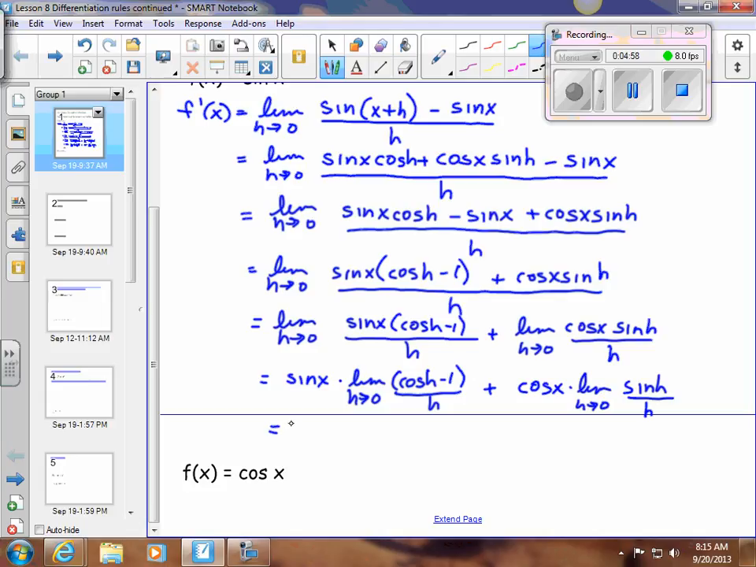We learned two special trig limits. One of them was involving the cosine of h minus 1 over h as h approaches 0. We learned that that limit was 0. The other one was the sine of h over h as h approaches 0, and we learned that that one was 1. So therefore, we find that the derivative of the sine of x is cosine of x.